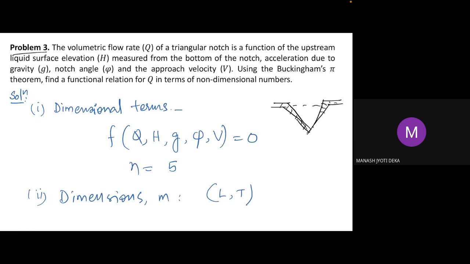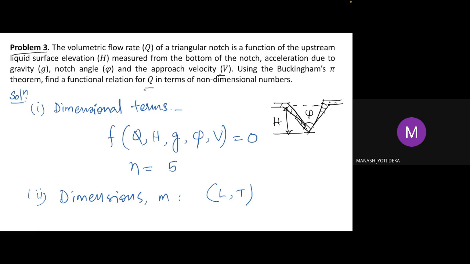So the liquid interface is at a height h measured from the bottom of the notch. So this is the notch, and the acceleration due to gravity is given as z, and the notch angle is given as phi, and the approach velocity is phi. So using the Buckingham Pi theorem, we need to find the relation of this flow rate in terms of the other non-dimensional numbers.